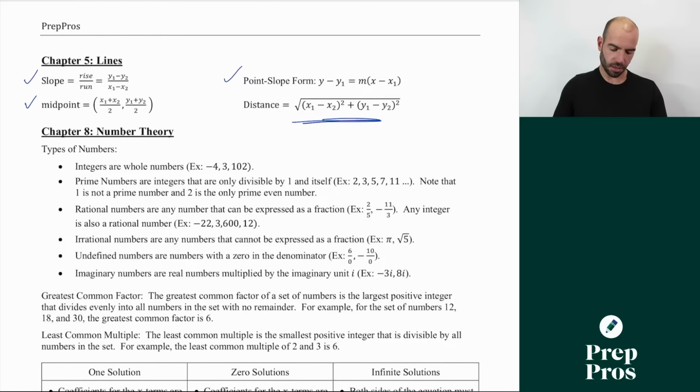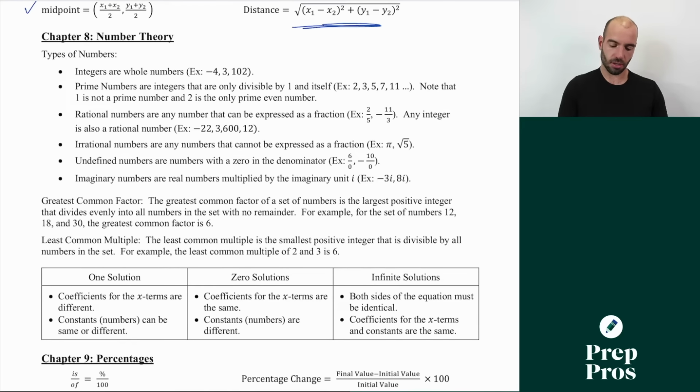For Chapter 8 number theory, there is some basic stuff to know. Make sure you know that integers are whole numbers. Remember, prime numbers are numbers like 2, 3, 5, 7, 11. If I keep going, it's 13, 17, 19, and so on. They're numbers that are only divisible by 1 and themselves, and 2 is the only even prime number.